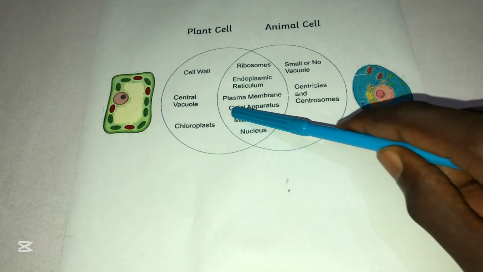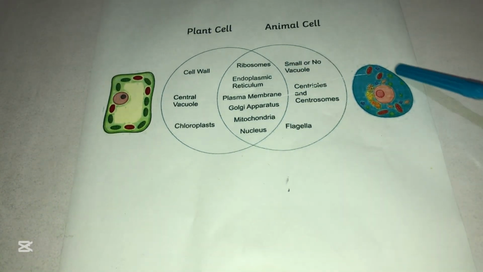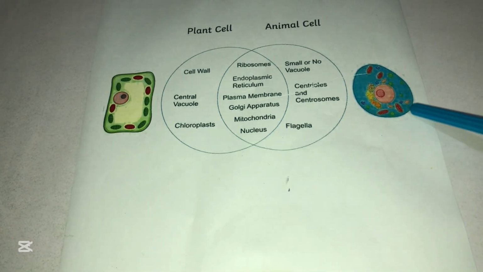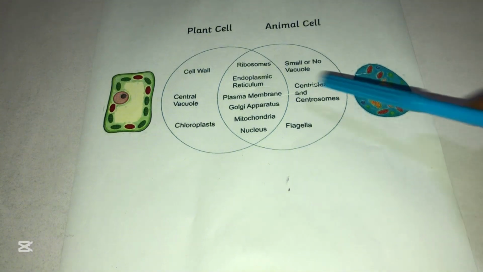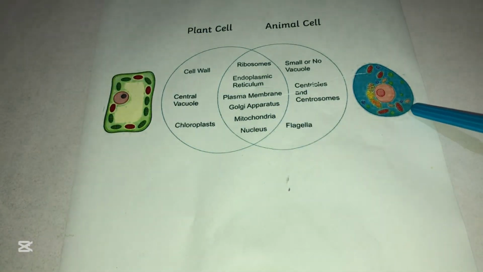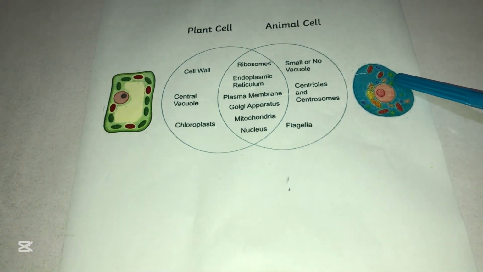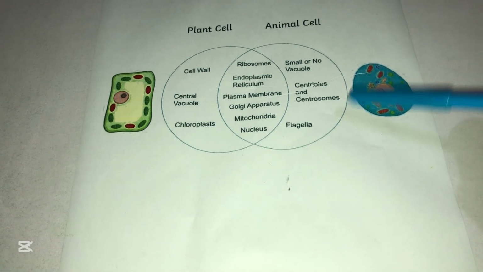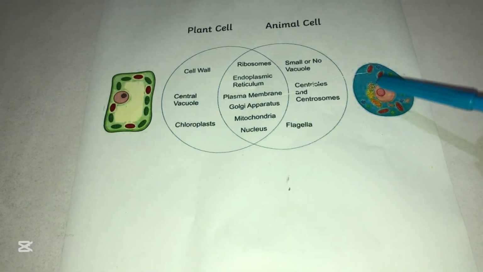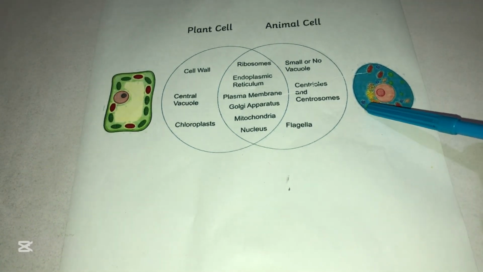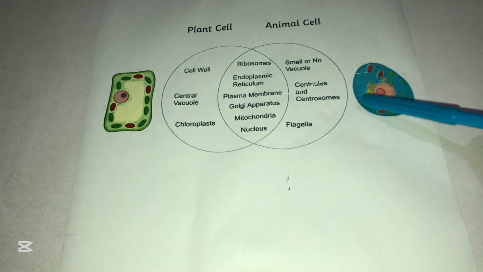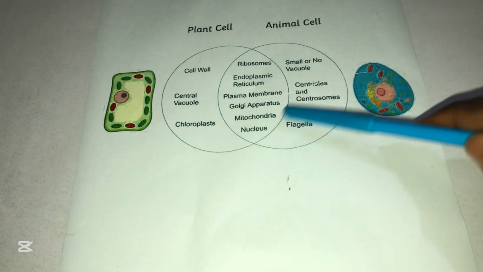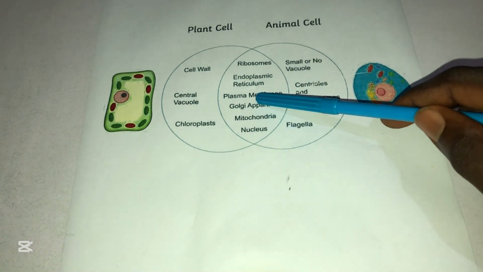Okay, so we have the plasma membrane. The plasma membrane is also known as the cell membrane. It is like the protective structure that protects the cell, like the gate of the cell through which materials enter and leave the cell. So it is semi-permeable. It can allow certain materials into the cell, and it can also allow certain materials out of the cell. Both plant and animal cells have a cell membrane or plasma membrane.